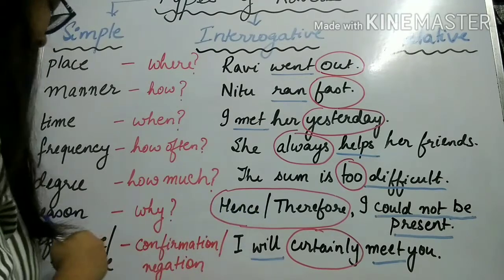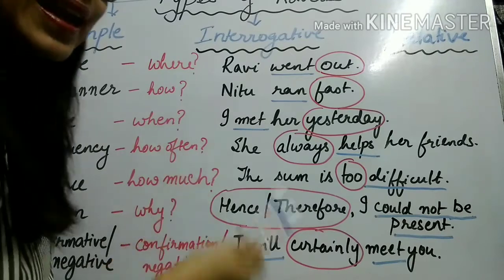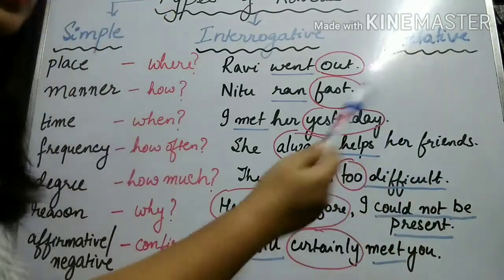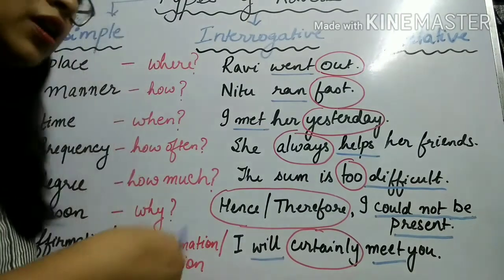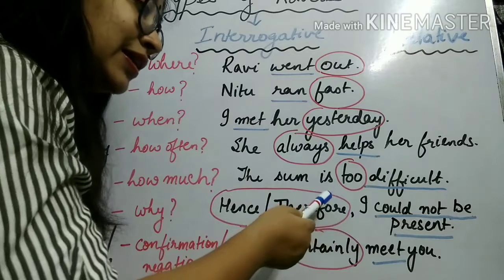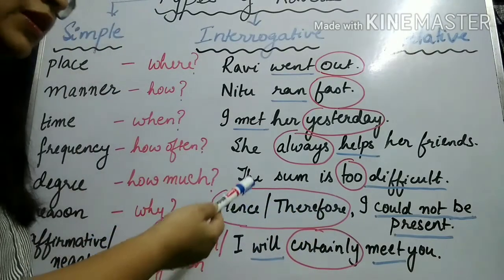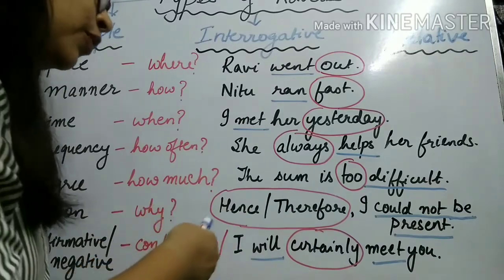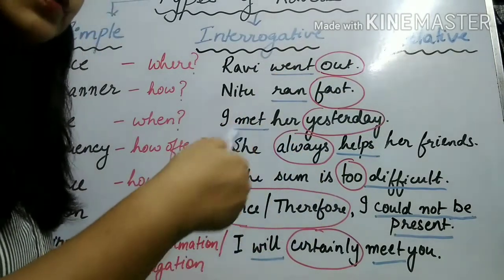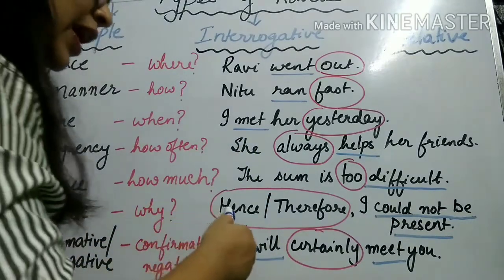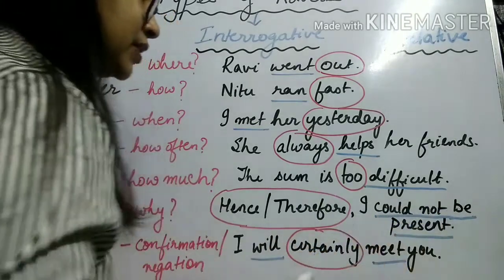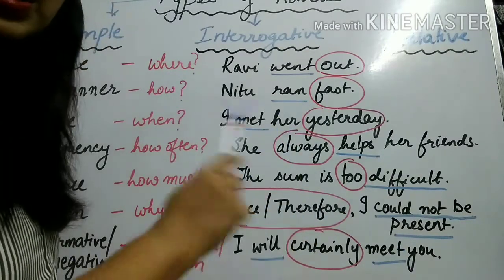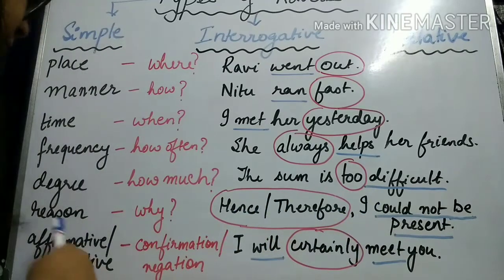Next we come to adverb of reason. Usually it's not directly that we ask the question why and get the answer, but you'll notice that, say, in this sentence, hence I could not be present at the party, or therefore I could not be present at the party. So we understand that something must have been said earlier regarding my presence or absence at the party. I would have explained my reason for absence, and then I conclude, hence I could not be present, or therefore I could not be present. In this way, we are drawing a link between the conclusion and the reason. So hence or therefore are examples of adverbs of reason.